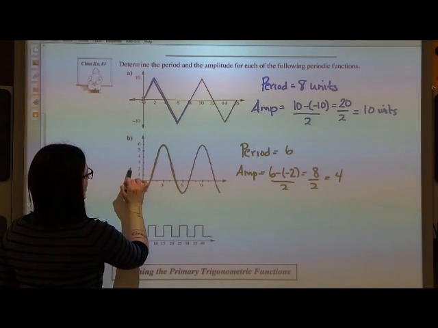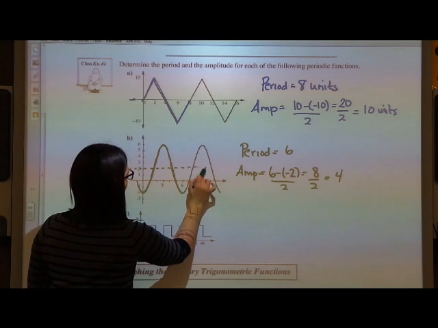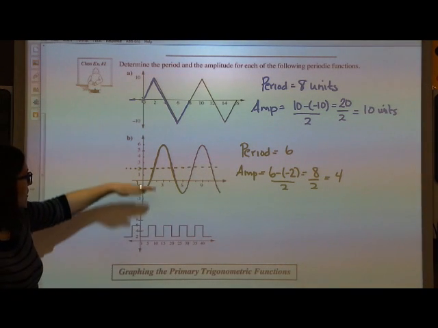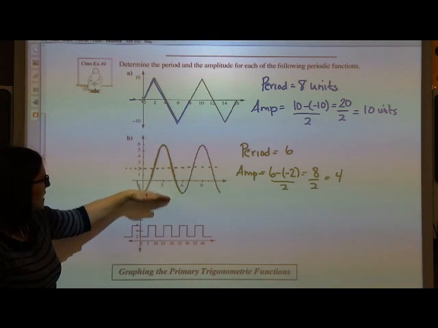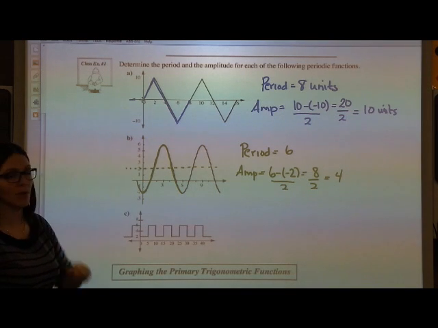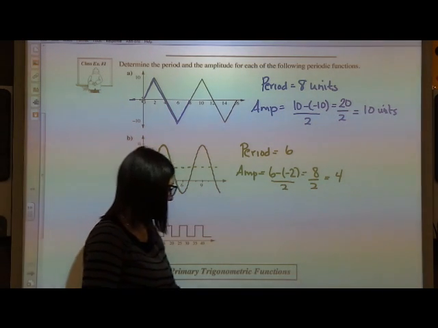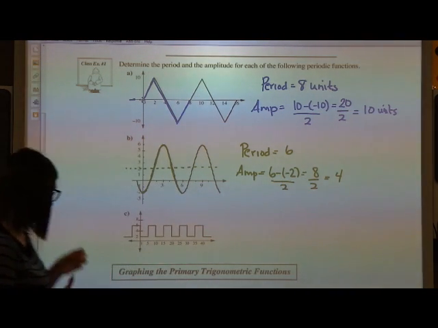And if I was to look at this, this would be the middle of my graph. I go up 4 units and I come down 4 units. It's in the middle. Okay, so try that again with C.